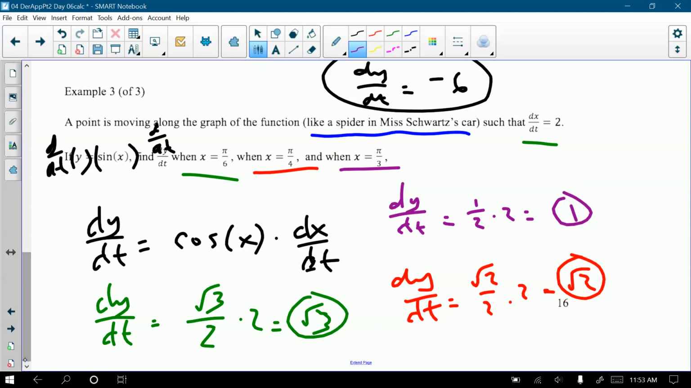That's it. Taking the derivative with respect to time, not too shabby. Hopefully you guys did okay with this.